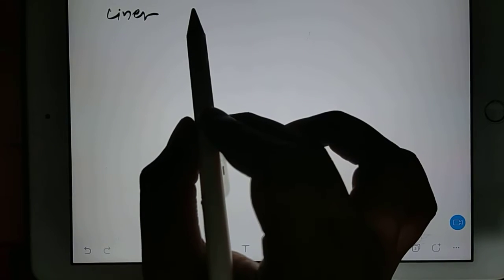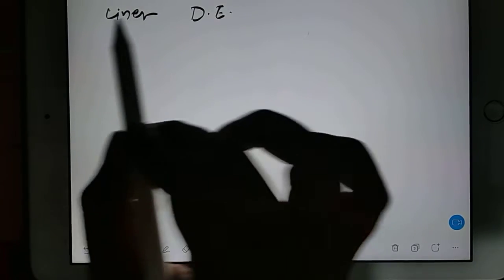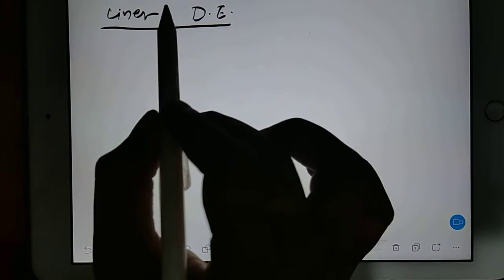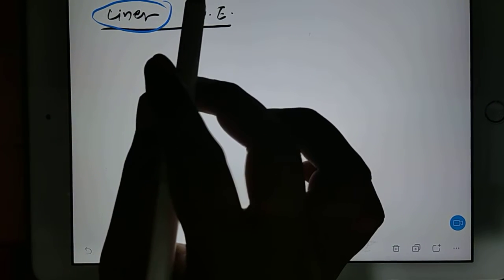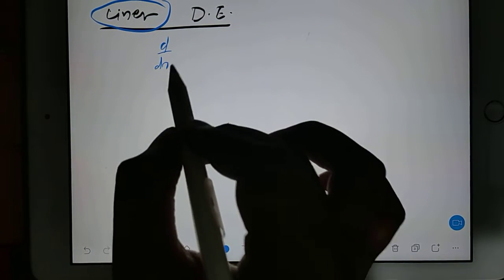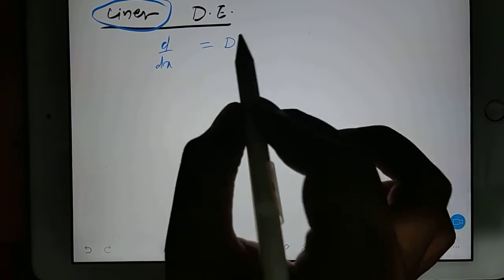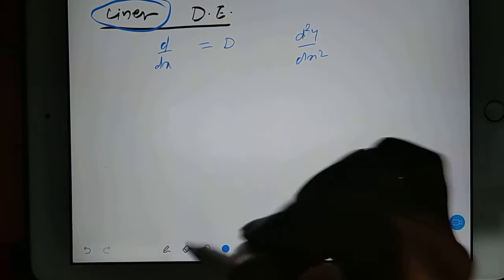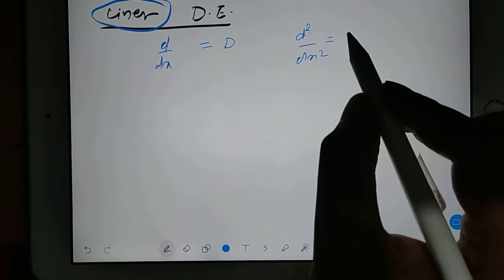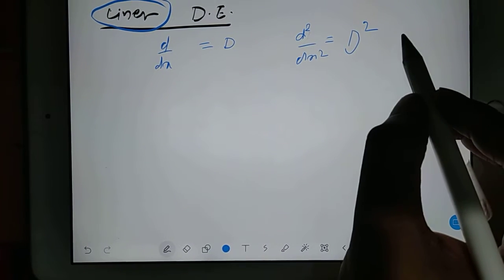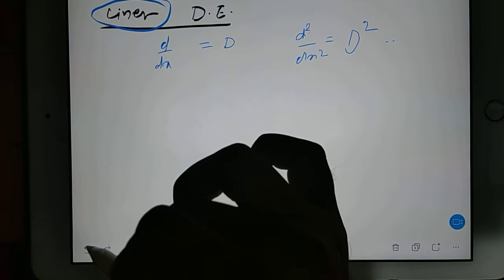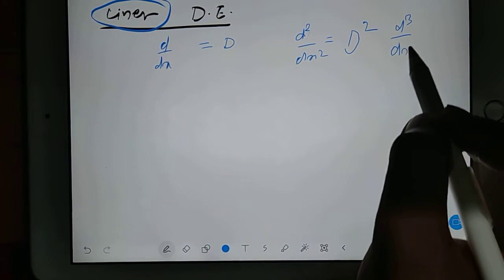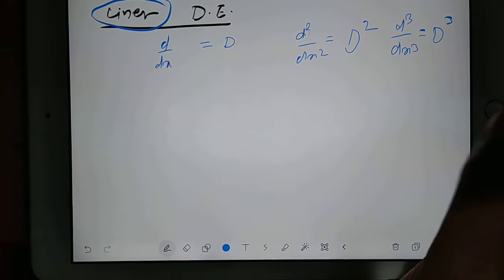Your heading is linear differential equation. Because your differential equation is linear, we will only change the order of the equation. For example, if d by dx comes, I will call that D. And if d2y by dx square comes, I will call this D square. So these kinds of changes I will make. One more popular term: if d3 by dx cube comes, I will call this D cube.